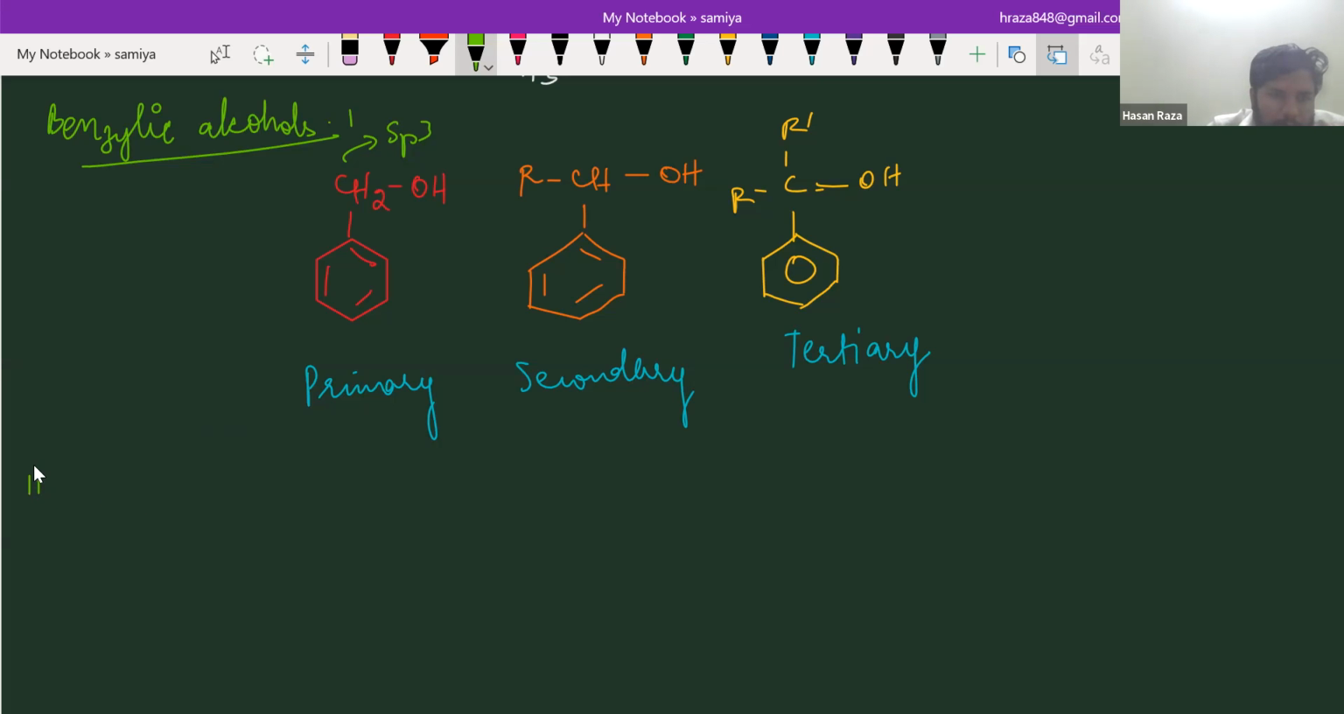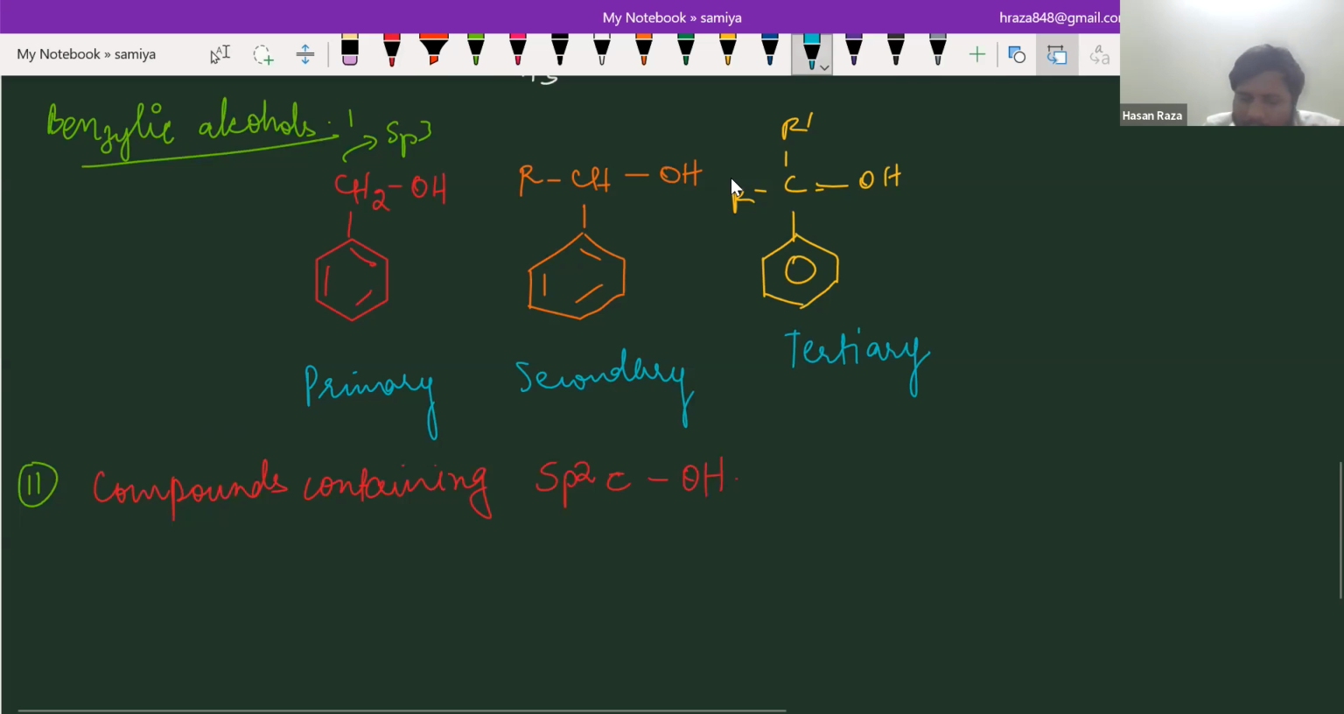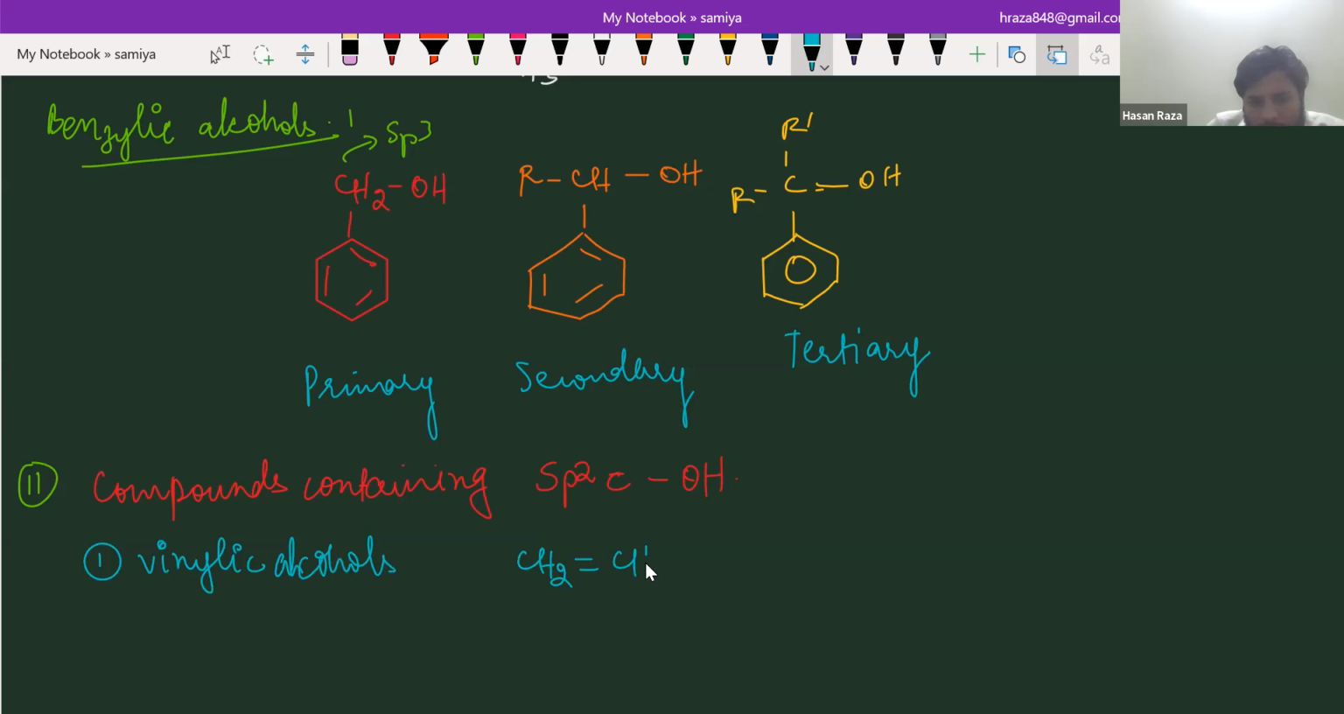Okay. Now the next is about compounds containing an sp2 C-OH bond, that is, OH connected to a doubly bonded carbon. The first type is known as vinylic alcohols. We call it vinylic alcohols. For example, we can take CH2=CHOH.